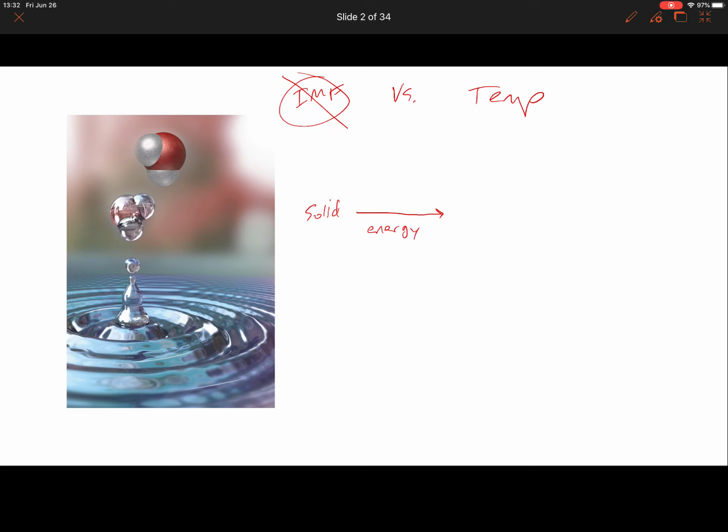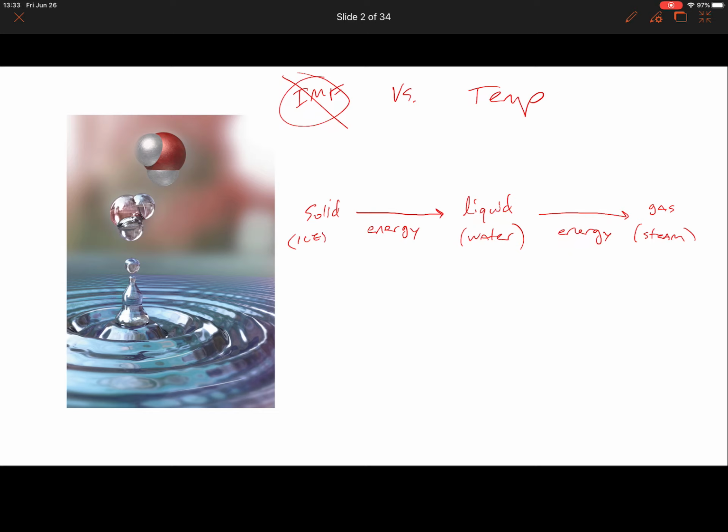And let's say ice, in this example, can become a liquid. And in this example, it would be water. So we can add energy and turn a solid into a liquid. Now we can also add energy to the liquid. And this would turn the liquid into a gas. And in the case of water, we call that steam, or we call it water vapor.